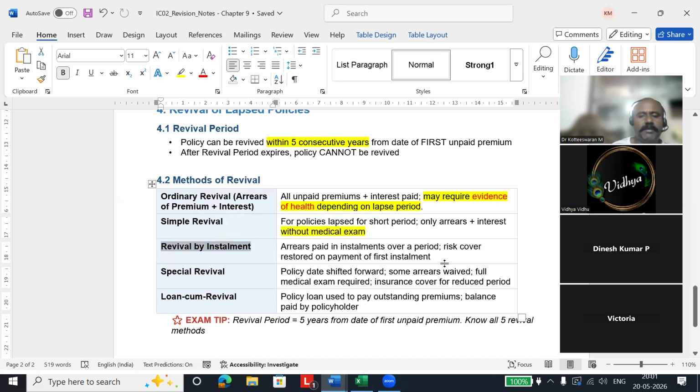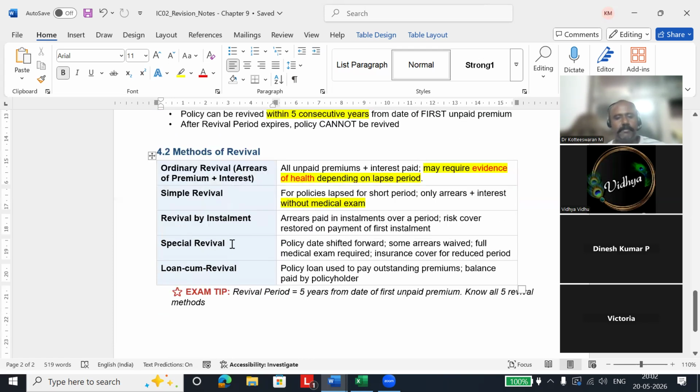Revival by installment. See, yearly premium is 1 lakh rupees. So you didn't pay the premium for 4 years. Now you want to revive the policy. But you don't have 4 lakh rupees. You're saying to the insurance company, please revive it, but this 4 lakh rupees, I will pay it in installment. So this is called revival by installment.